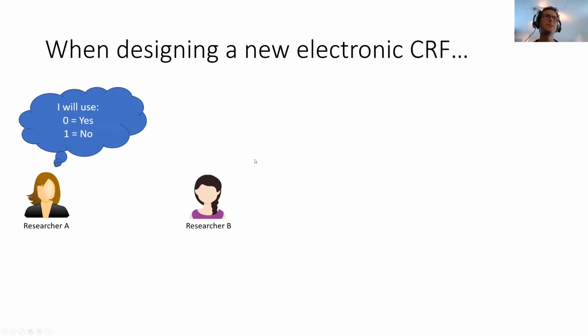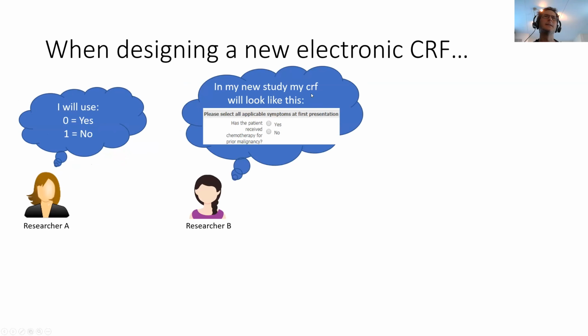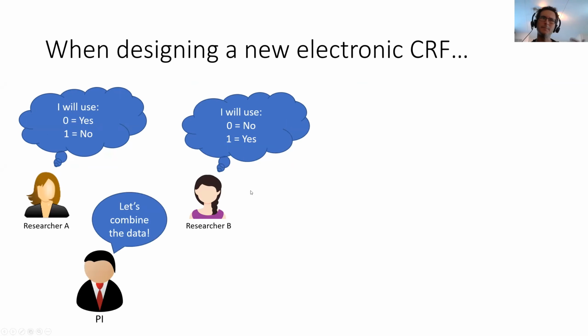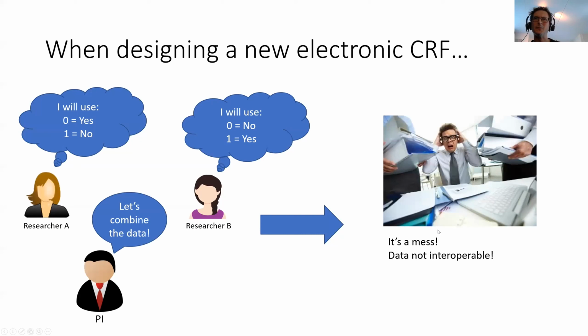Now we have a second researcher, who also starts a new study, also a case report form with one question, the same question, also yes and no. But instead, she uses a completely different coding. She switches them: she uses 0 no and 1 yes. So they're just opposites. They both start collecting their data. And of course, at some point, the PI will say, okay, let's combine this data and do some analysis. Of course, as you can see, this is a bit messy, right? Since this data is not interoperable.